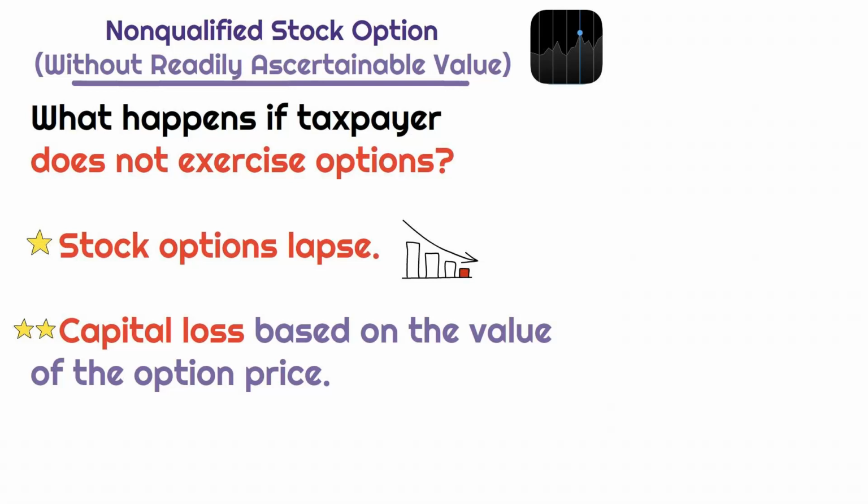Okay, and keep in mind that's different from a situation where the non-qualified options had a readily ascertainable value. Right, that situation would result in the capital loss being deductible as of the same amount that was previously taxed as ordinary income.